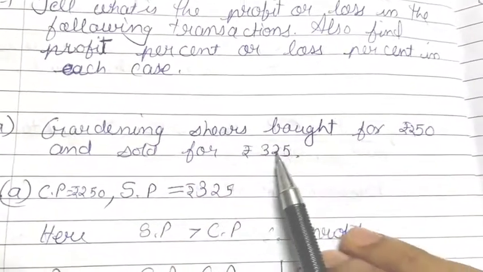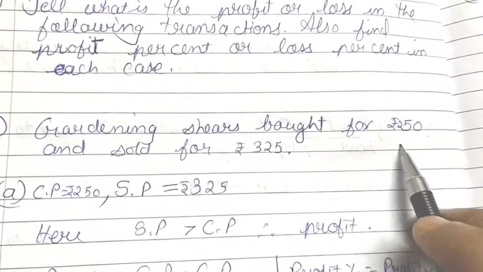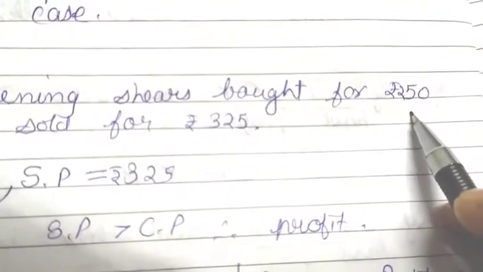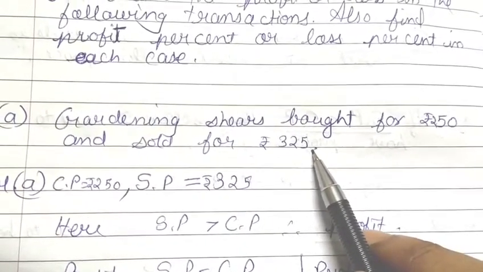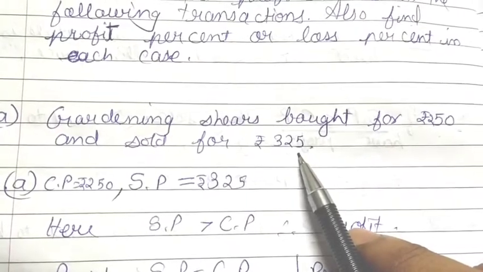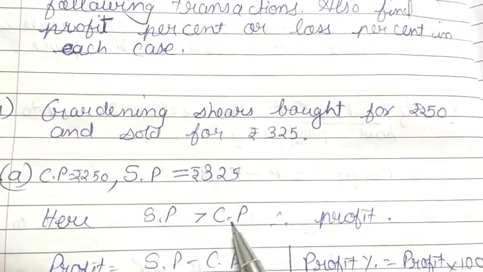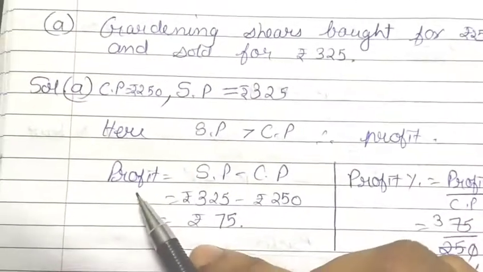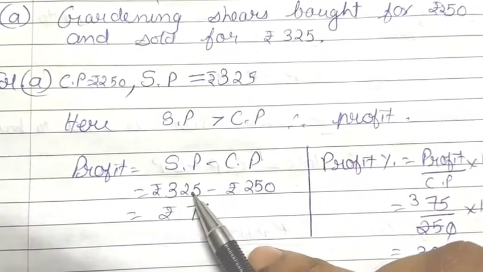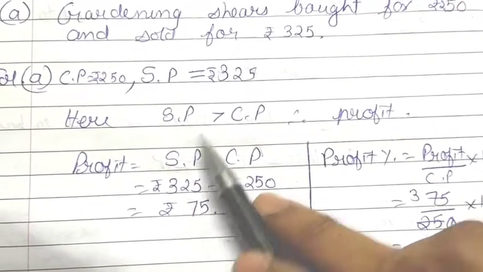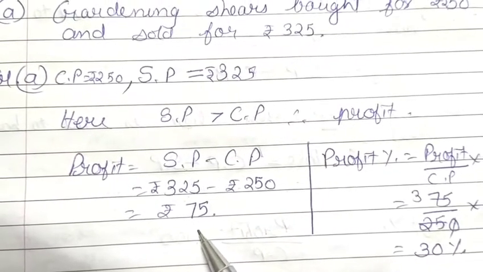Now, gardening shears bought for rupees 250 and sold for 325. Now dear student, the gardening shears are bought at rupees 250 and sold for rupees 325. From this we can say that 325 is more than 250, meaning selling price is more than cost price. So SP is greater than CP, therefore profit equals SP minus CP, meaning from the greater value you subtract the smaller value. SP is 325 minus 250, you will get 75, meaning there is a profit of rupees 75 in the deal.